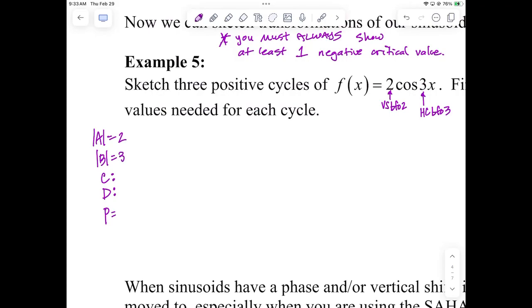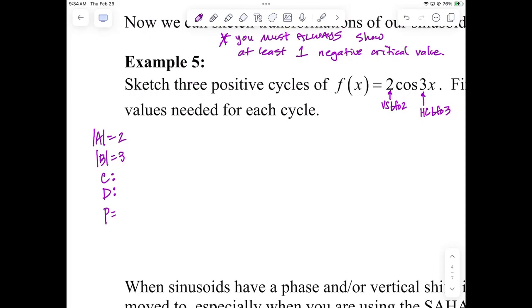All right, what is the number of cycles in 2 pi? 3. I see 3 cycles between 0 and 2 pi. That's just the B value, right? I'm going to ask you that on the test. I'll give you this equation, and it could be a multiple choice question, and the question will say, how many cycles does this graph show between 0 and 2 pi? And all you have to do is say, oh, that's the B value. It's 3. And you answer 3, and you're done with that question. It's the number of cycles between 0 and 2 pi.